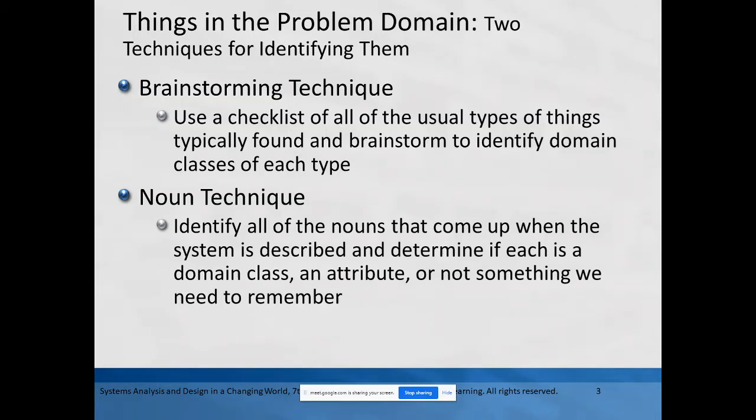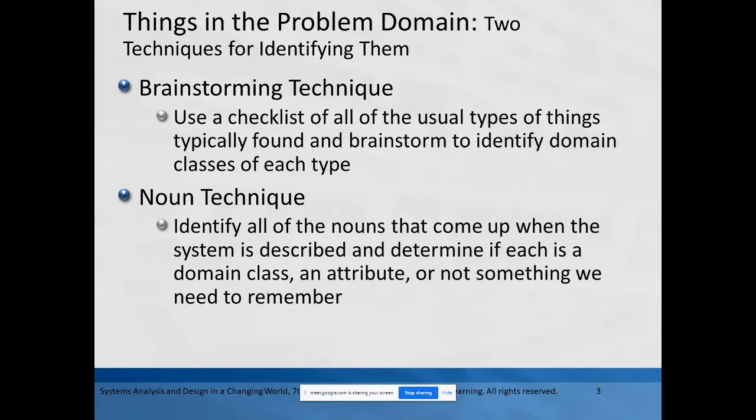So that would be one of the things you would look at in brainstorming. Almost all of them would have customers and products. You might call them something different. For example, in a university setting, the people that are being serviced are not really customers, they're more students. But it's the same type of interaction that they would have with the system that a customer might have in a more retail-oriented organization. And then there's the noun technique.